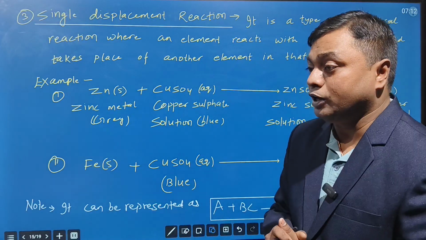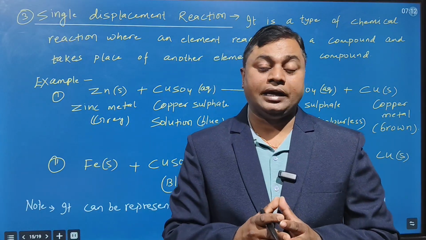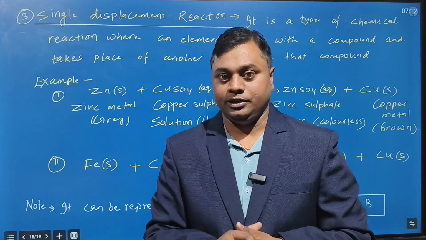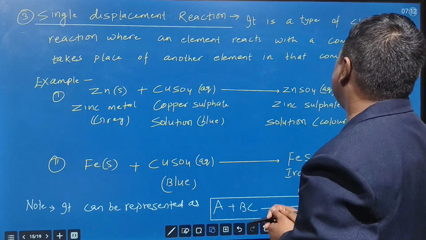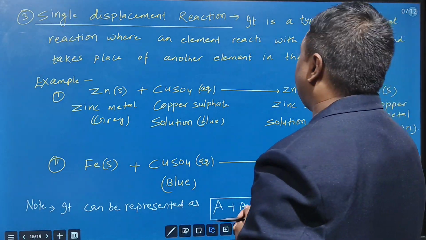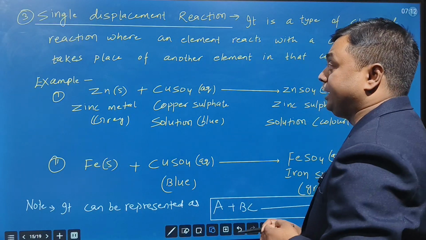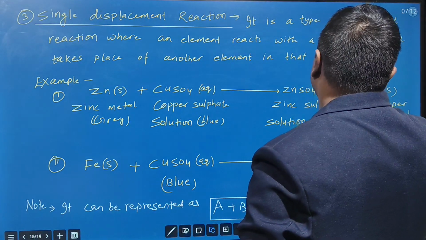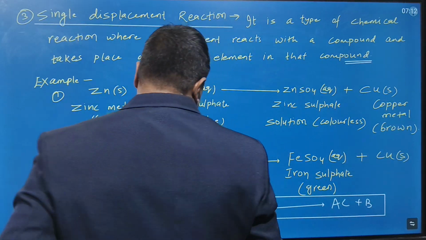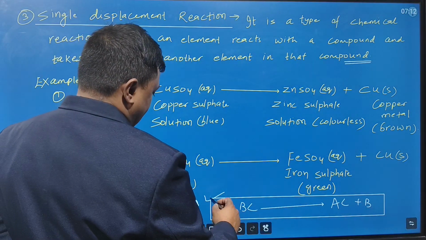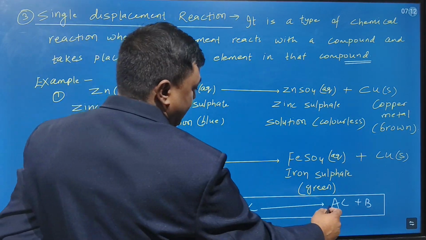Okay, so how will you get to know that an element is more reactive? By the reactivity series only. Okay, so the definition you can see: it is a type of chemical reaction where an element reacts with a compound and takes the place of another element in that compound. So generally we represent a single displacement like this: A plus BC gives rise to AC plus B.